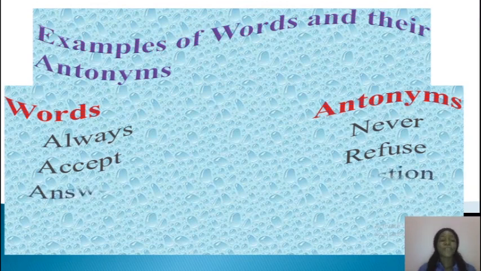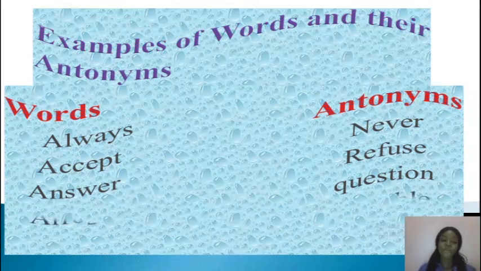Now, let's look at the third example here. The third example is answer and question. The word is answer, and the antonym for answer is what? Question. That is the opposite. When you're providing an answer, you're telling someone, giving a solution for something. Whereas a question is you're trying to know. With an answer, the person is educating you, enlightening you on what you want to know. Yes, so answer and question.